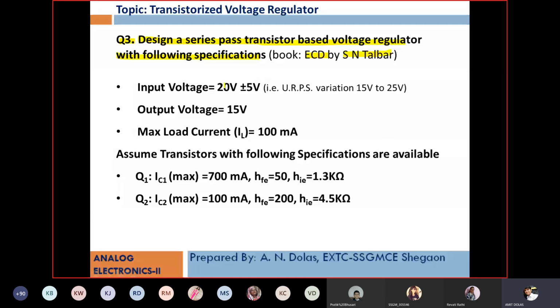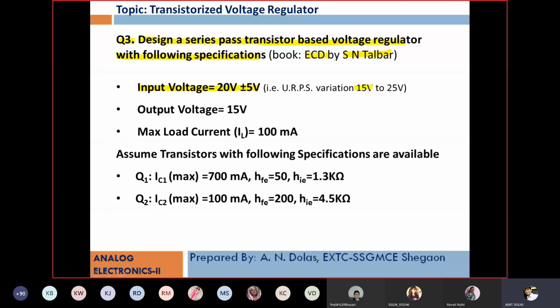Page number 76. Okay, you just refer to this PPT. I forgot the page number. Input voltage is 20 plus minus 5.